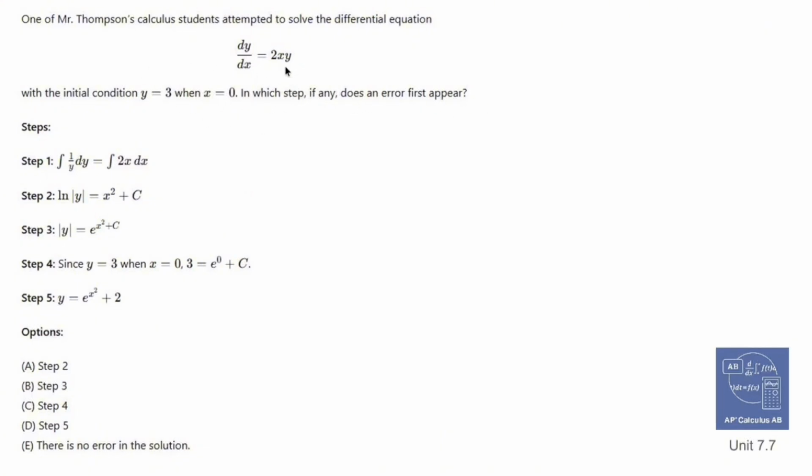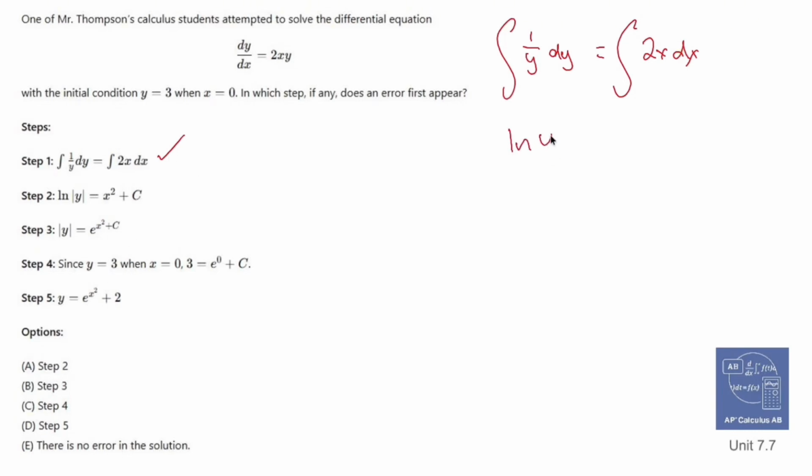All right, so what did they do first? They decided to divide by y and then multiply both sides by 2x. So far, I don't see any issue. Let me show what I would do. That would make it 1 over y dy equals 2x dx. And then they integrated that. All right, so far, check.